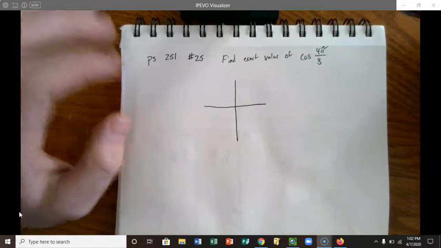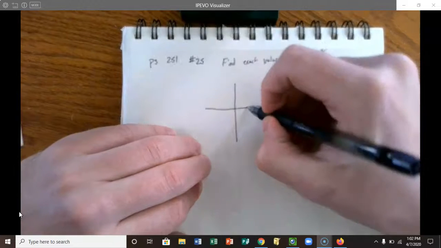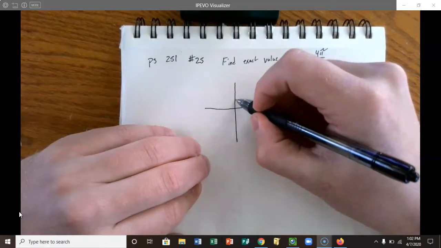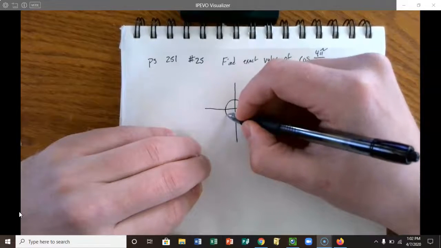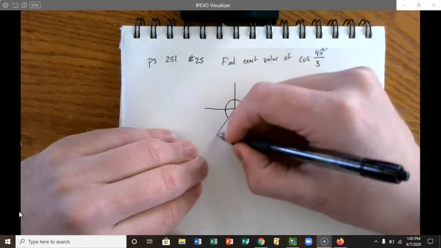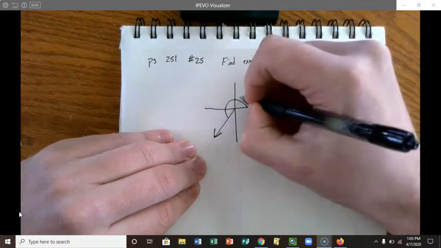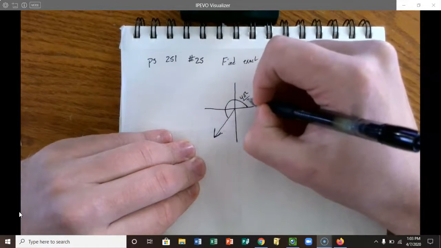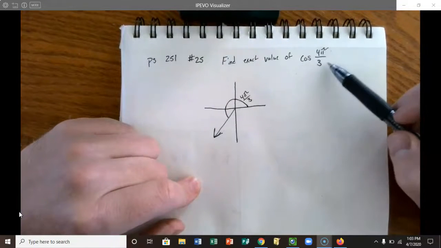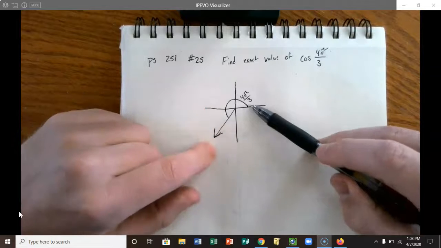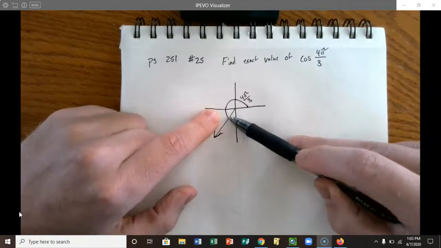So first we have to draw our angle. So we're going to start at the positive x-axis, and this is pi over 2. This would be pi, and then this would be 4/3 pi. Remember that 180 degrees is equal to pi, so since my numerator is bigger than my denominator, I know I've at least rotated to the other side of my x-axis.